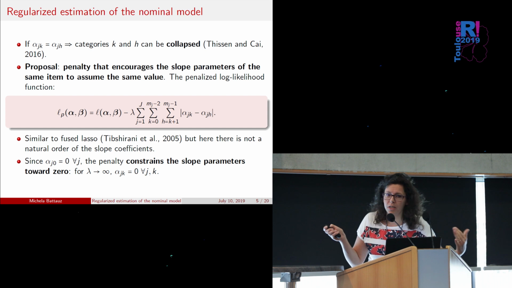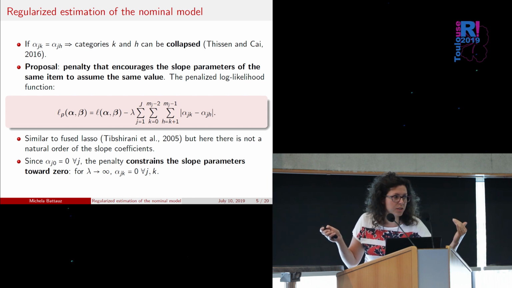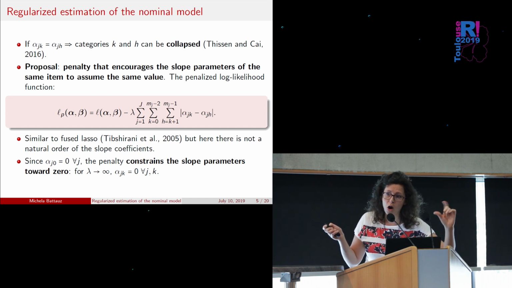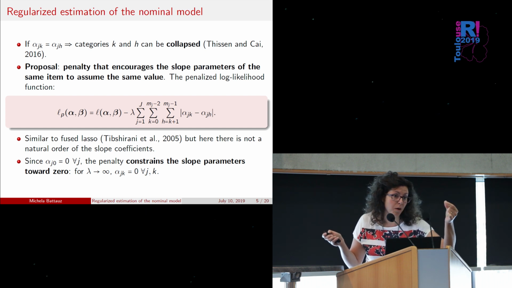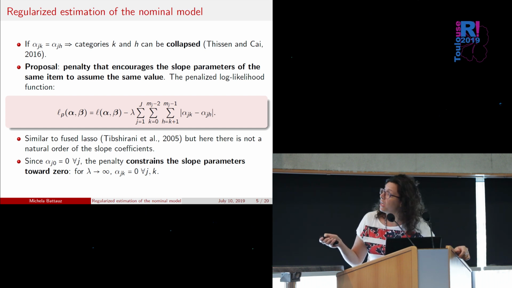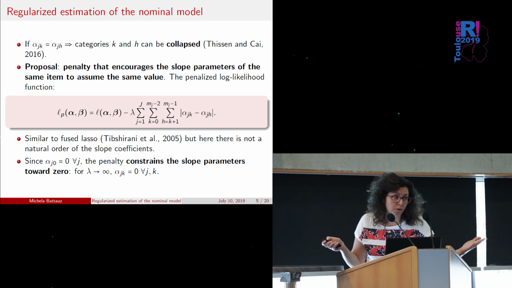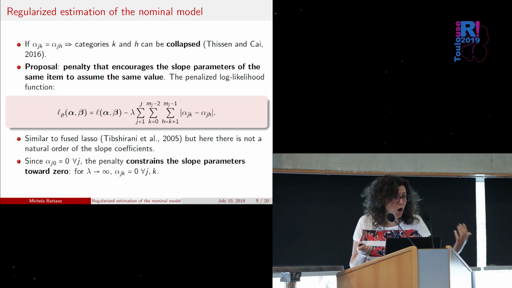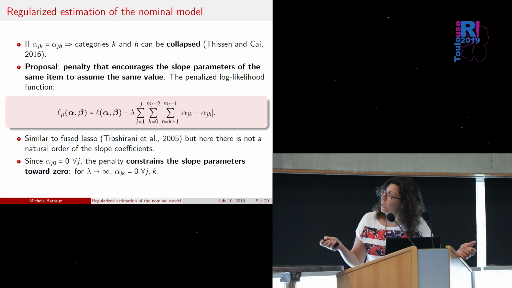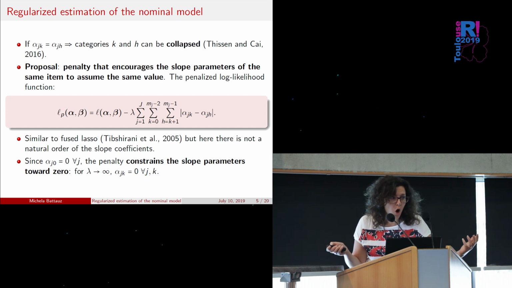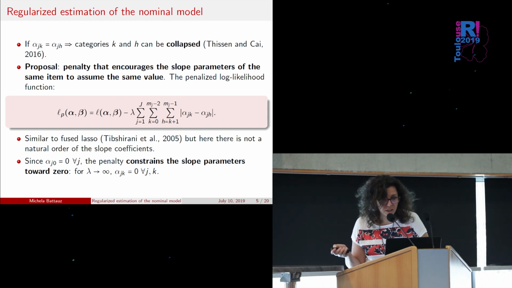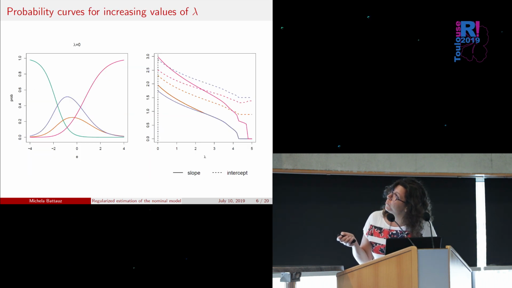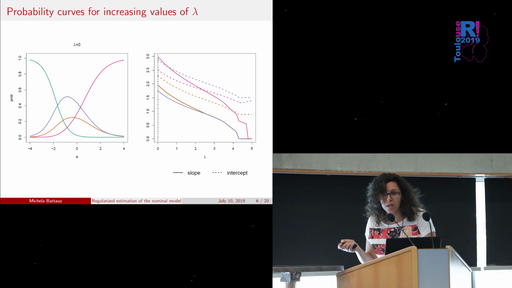However, here there is not a natural order between these coefficients. So I consider all the response options, all possible couples of response options. And since one of these coefficients is set to 0 for identifiability, this penalty has the effect of shrinking all of them towards 0. So for large values of lambda, these coefficients will be all equal to 0. Okay? But let's see how this penalty works in practice.